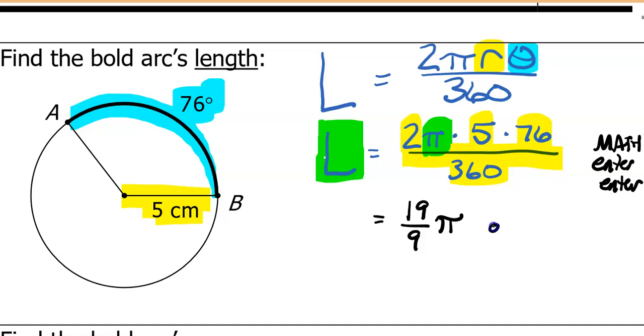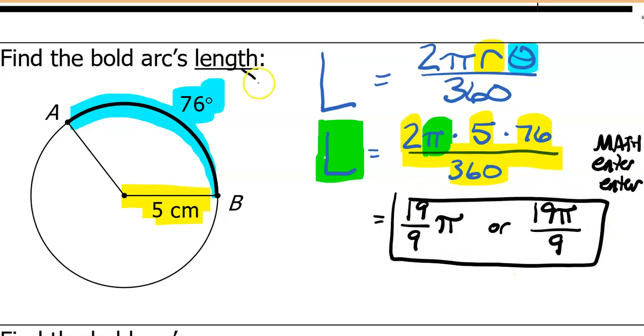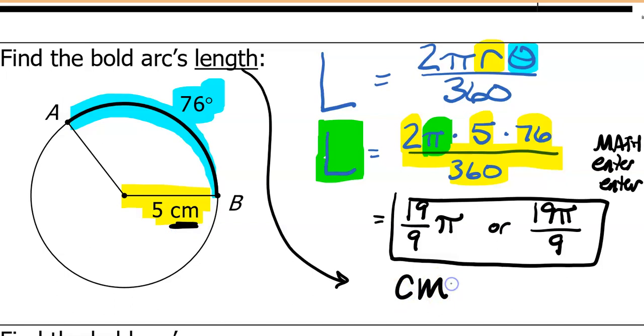If you had a blue and white calculator, you can go ahead and just hit the pi button, and it might put the pi in the numerator, and that's totally fine as well. And since we're dealing with length, in this case we're measuring length in centimeters, so our units would be centimeters.